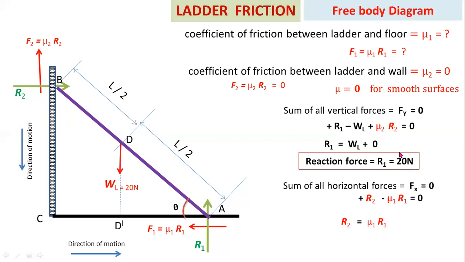Now you have to substitute the value of R1 in this equation. So R2 equal to 20 into mu1. Here the value of mu1 is not given, you have to determine that value. For determining the value of mu, you have to consider moment of forces at point A.